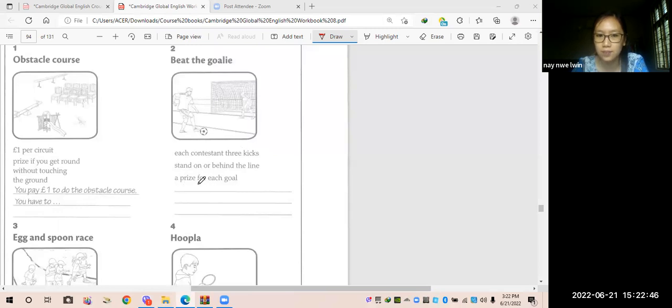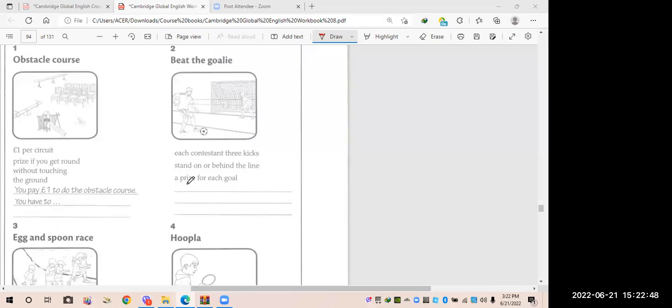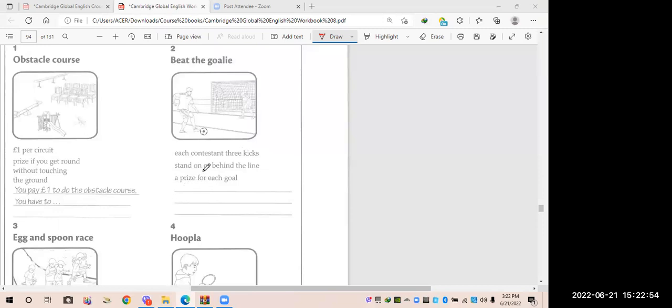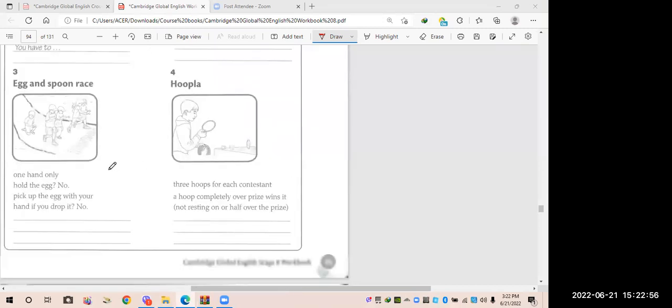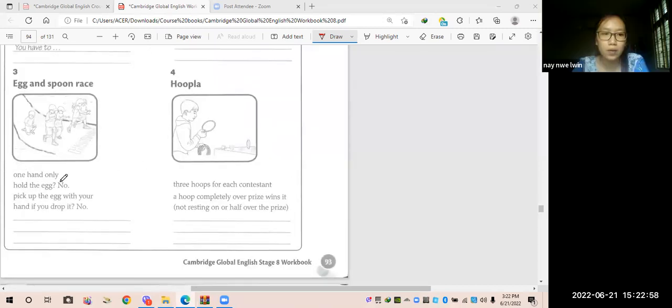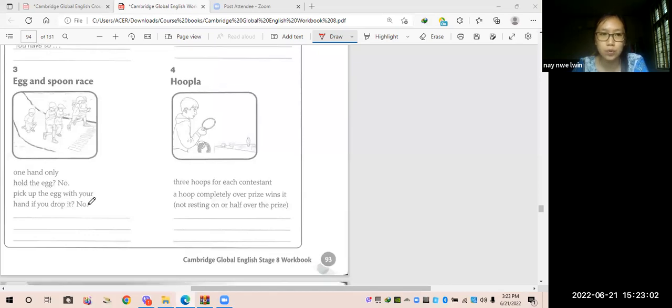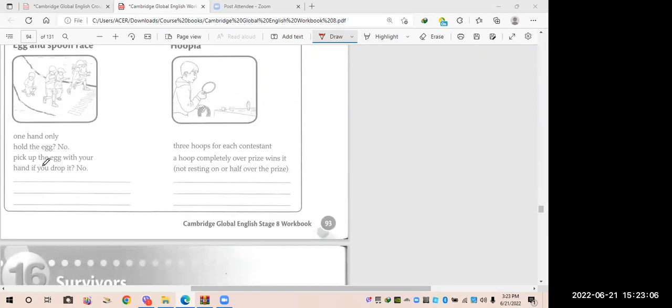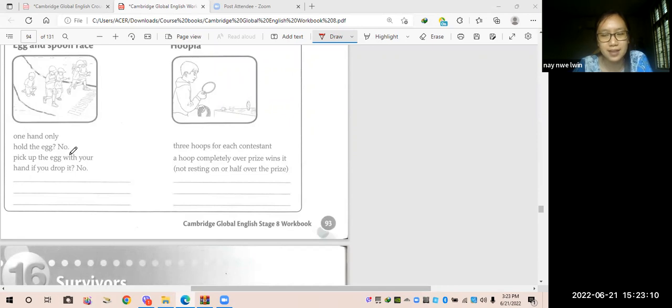And how about this one? "You can get a prize for each goal." Yes, you can get a prize for each goal, or you can win a prize for each goal. Yes, correct. How about number 3? One hand only, hold the egg. No, pick up the egg with your hand. If you drop it, no. So you can only use one hand, and you must... you have to, can or must.